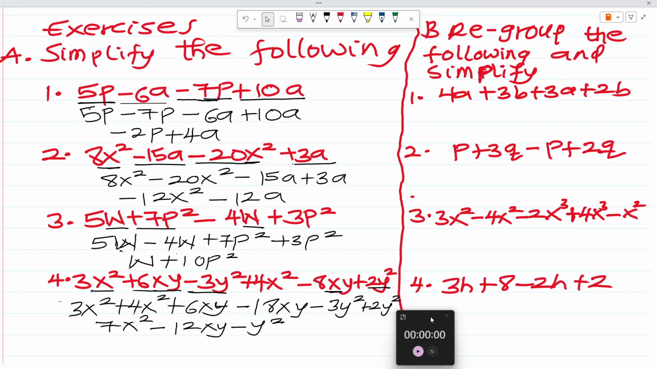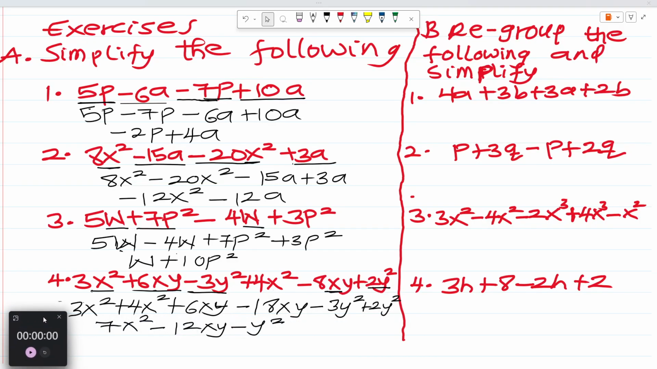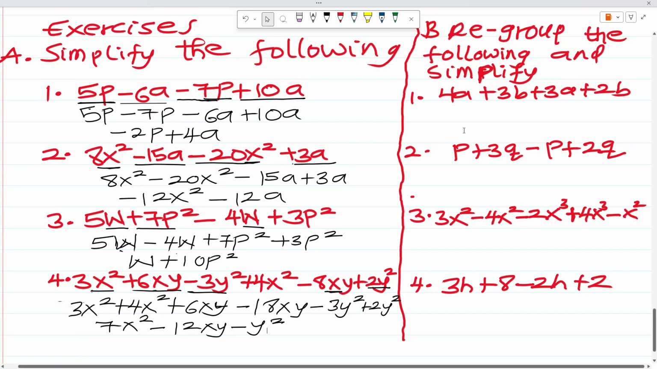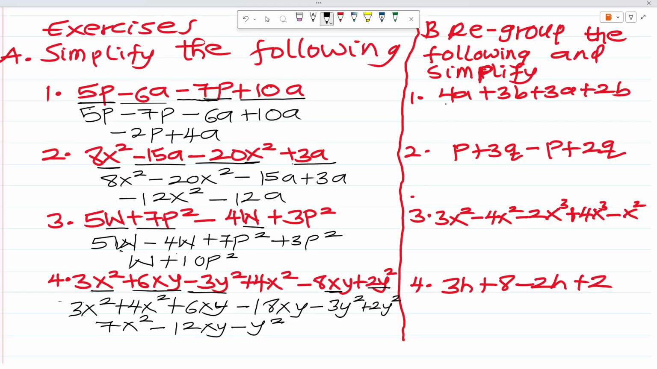For the next question, I hope you can set your own timer to do it. So let's solve the next question. With this question, we were asked to regroup the following and simplify. So we should first regroup this. So this and this are like terms. We group them: 4a plus 3a, and positive 3b and positive 2b are the same, plus 3b plus 2b. 4 plus 3, because they are like terms, 7a, plus 3 plus 2, 5b.